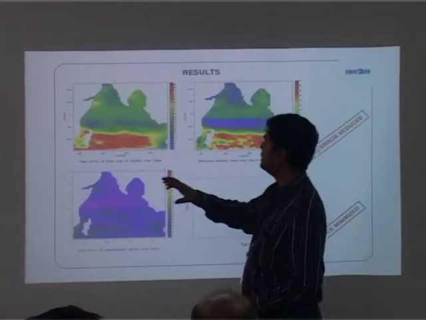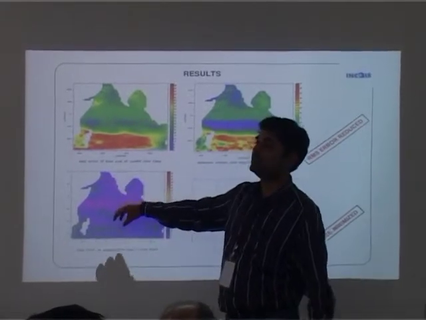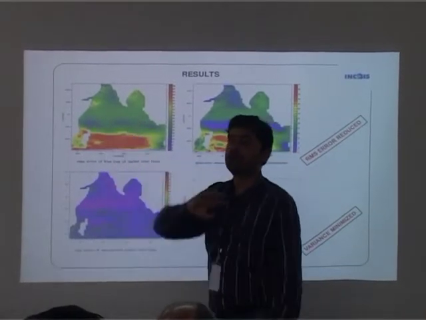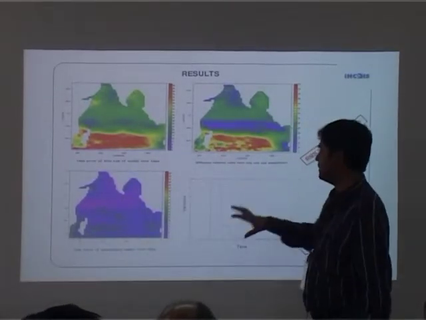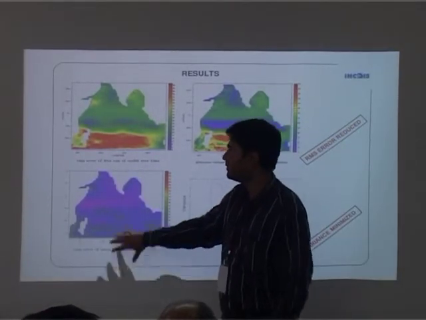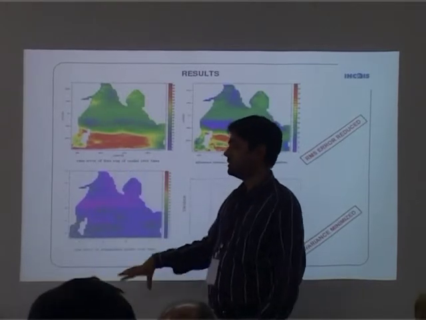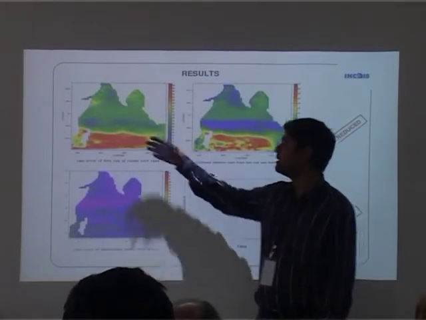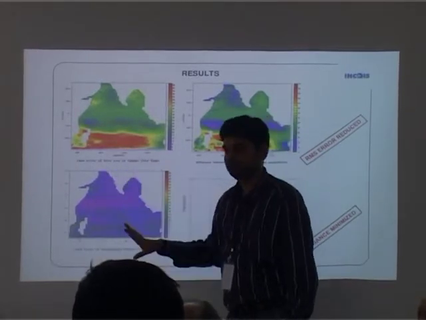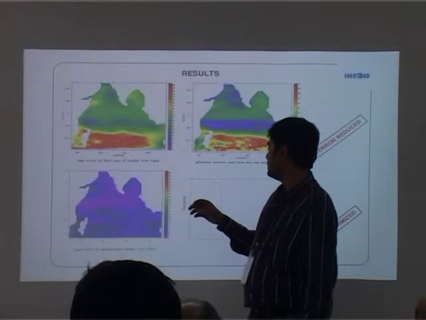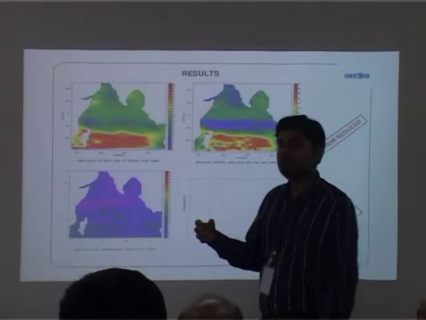This is the RMS error of the model without any assimilation. This is the RMS error of the model after assimilation. So what we are seeing is that there is a reduction, and this is the difference between these stages. Kalman filter.